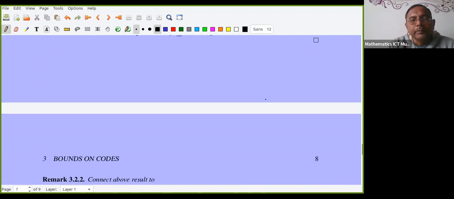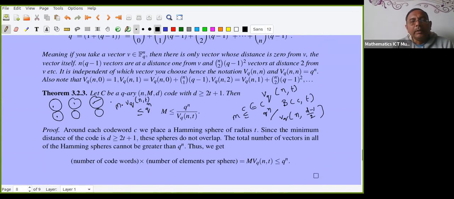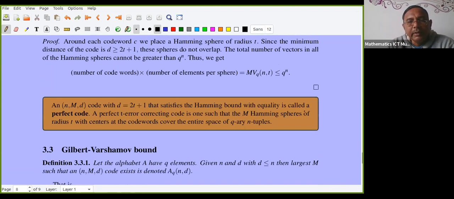Now I take one code word and construct a ball around it with distance t. These balls are disjoint, and only one code word will be inside each, while the remaining are just words. So their total volume sum is less than or equal to q power n, because the total number of words itself is q power n. There are m balls, one for each code word, so m times this volume is at most q power n. The proof is simple.